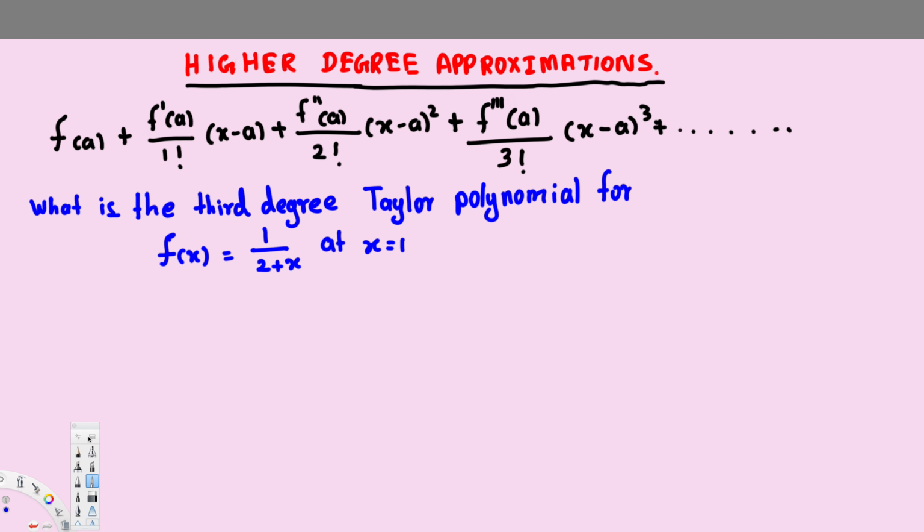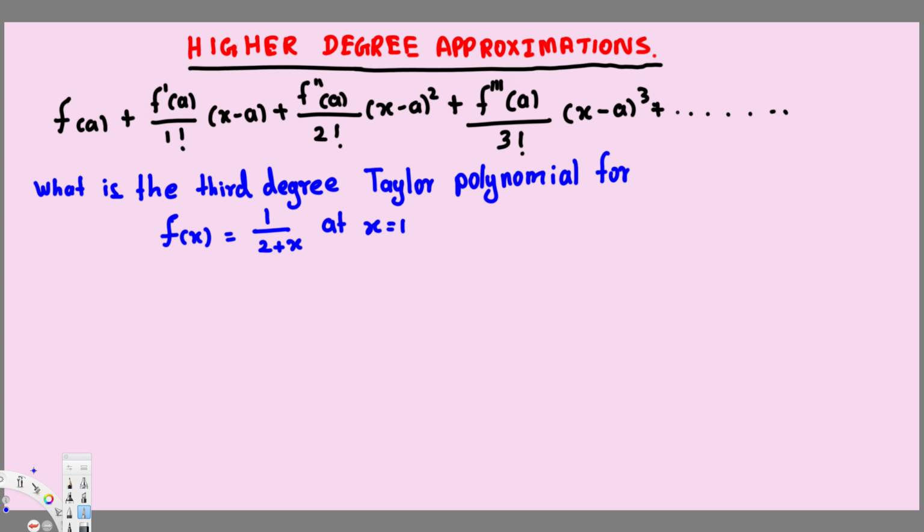Let's do this problem right here. This question is asking what is the third degree Taylor polynomial for this function, and they have given x is equal to 1. So here the x value is basically a value. So instead of x you can write a is equal to 1, right? So we are going to replace everywhere a with this 1.